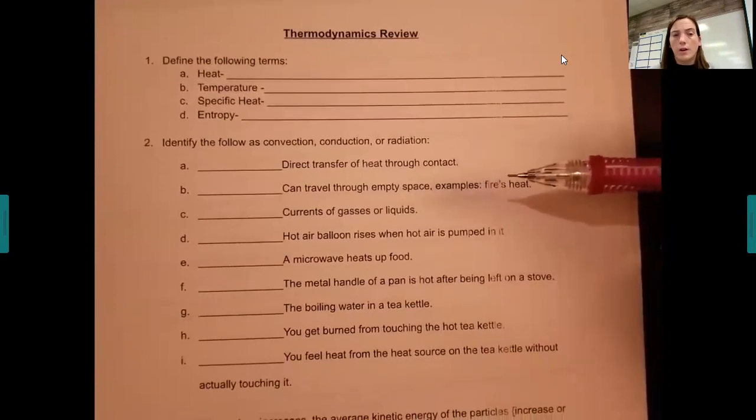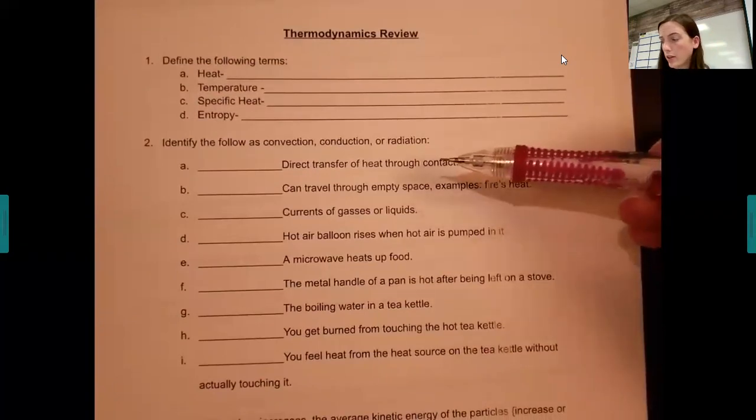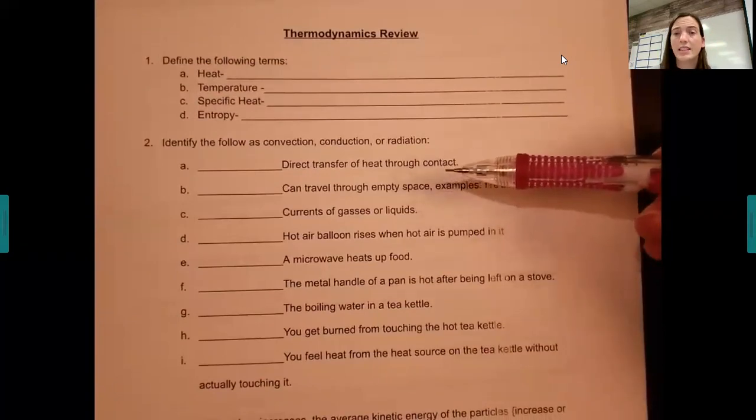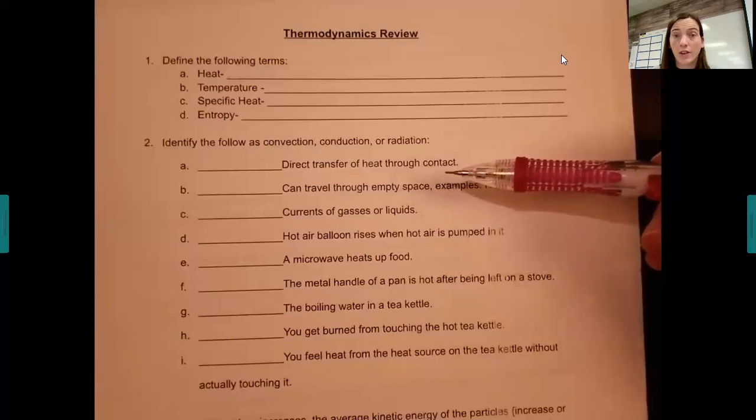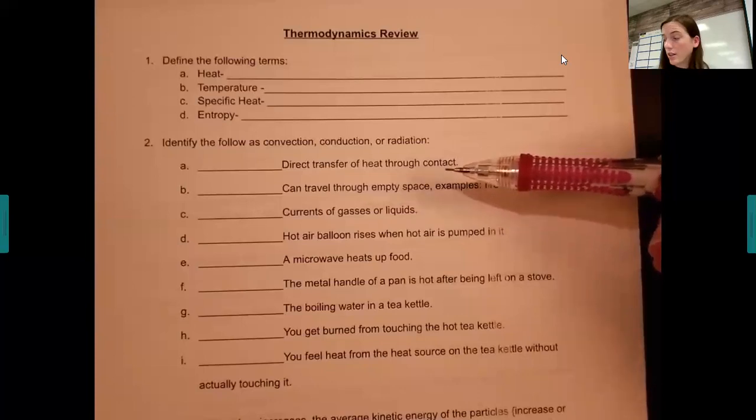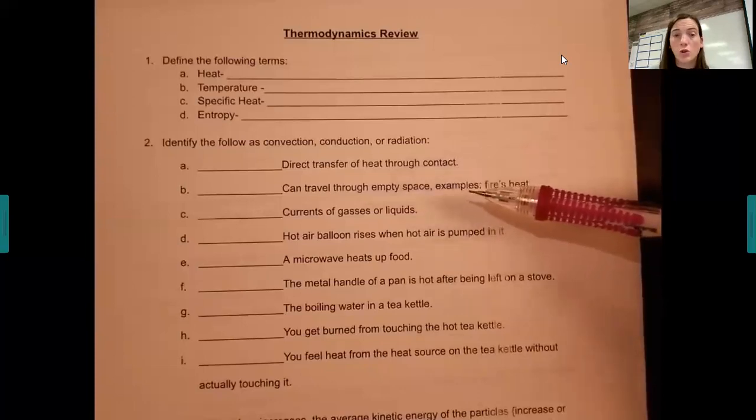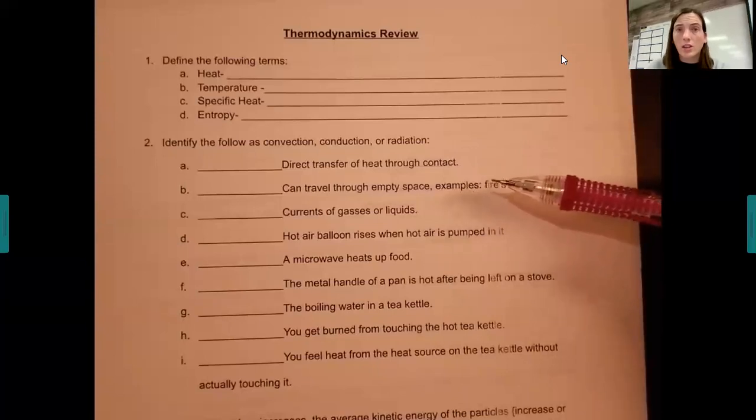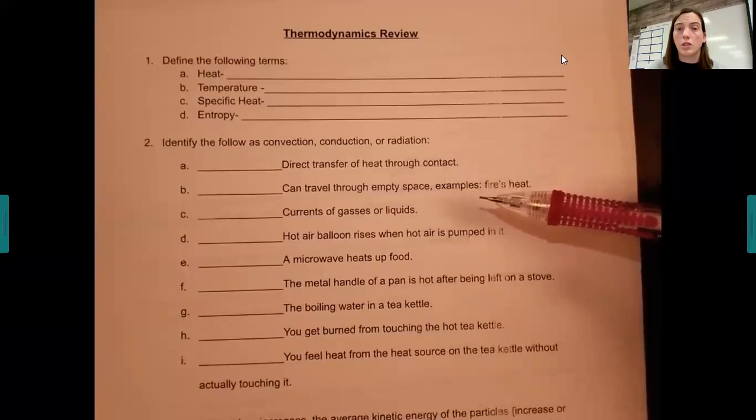A, a direct transfer of heat through contact. Anytime you're touching something and you feel the heat, that's going to be conduction. Okay, again, conduction. B, can travel through empty space. Examples are like feeling a fire's heat, right? If heat is traveling through space, that's going to be radiation, right?